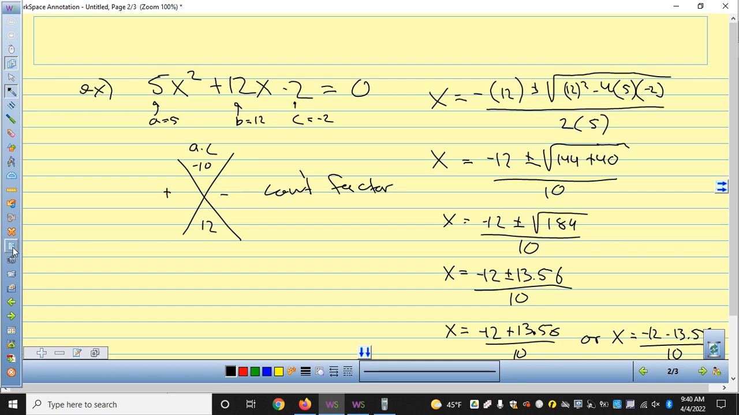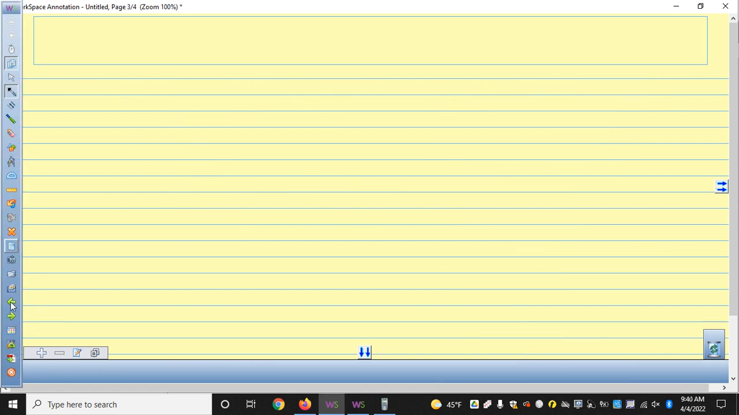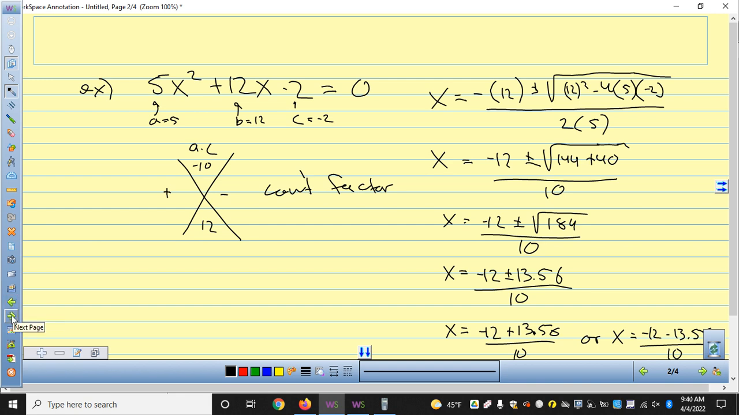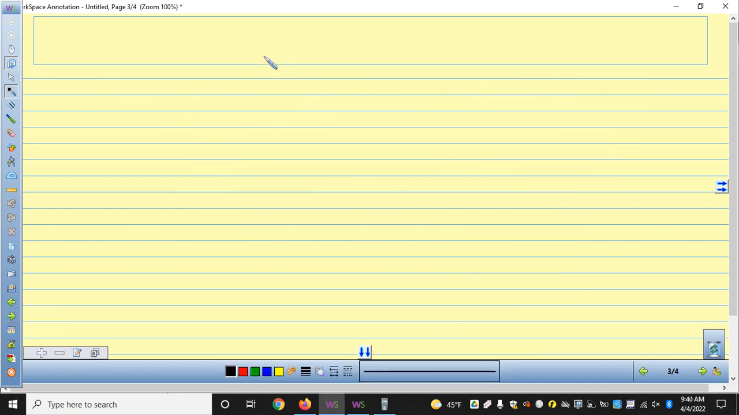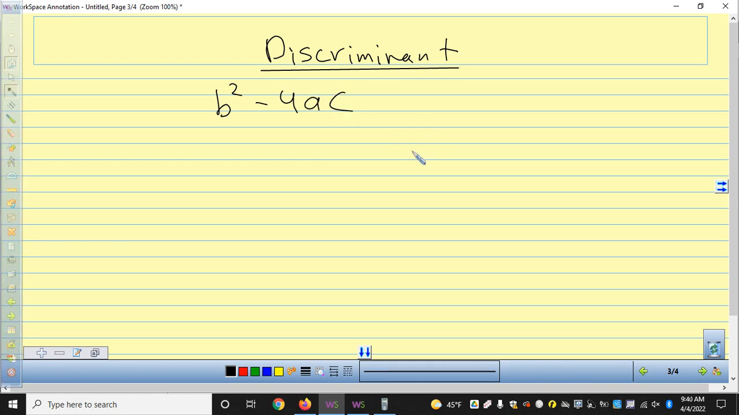So we can use this part of the quadratic formula to tell us how many solutions we're going to get. And that part of the quadratic formula is called the discriminant. The discriminant is the b squared minus 4ac part of the quadratic formula. And this will tell us how many solutions we have.